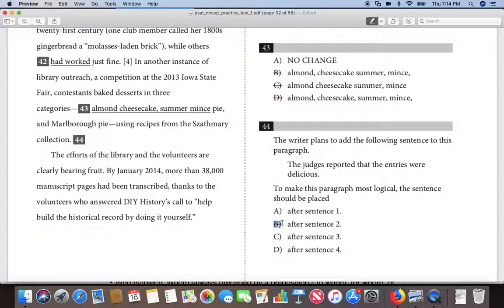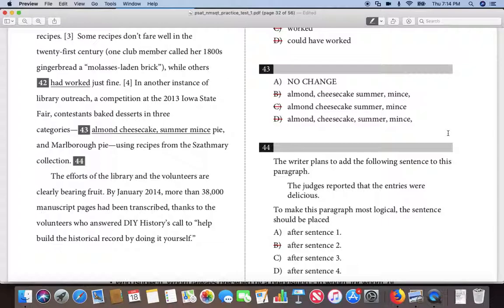Try C, after sentence three. Some recipes don't fare well in the 21st century, while others work just fine. The judges reported that the entries were delicious. In another instance of library outreach, a competition at the 2013 Iowa State Fair, contestants baked desserts in three categories: almond cheesecake, summer mince pie, and Marlboro pie, using recipes from the South American collection. Dang, I'm not really sure. Okay. Can't eliminate it. Let's leave it.